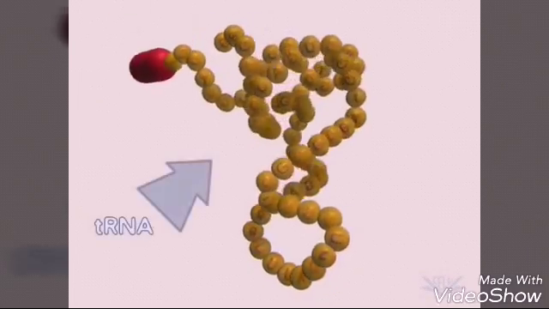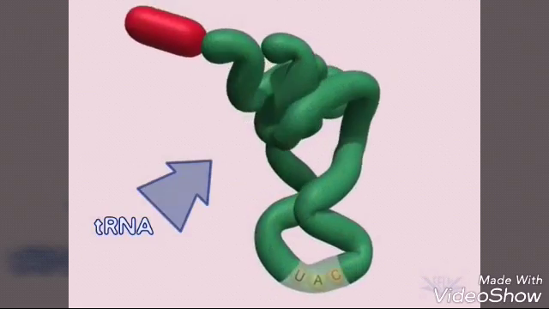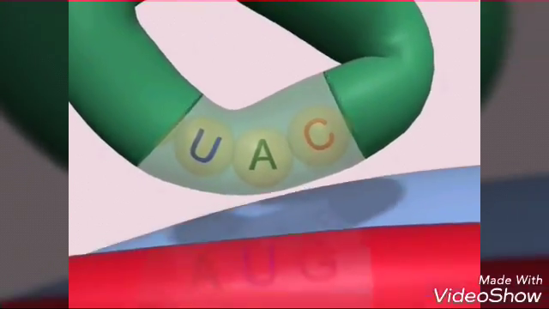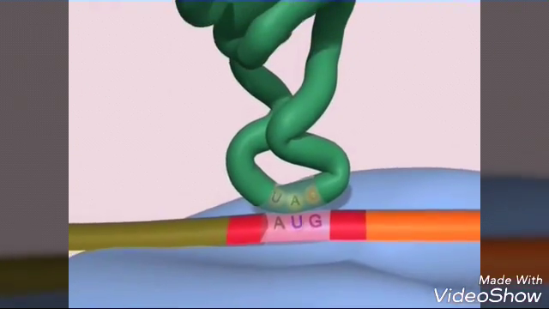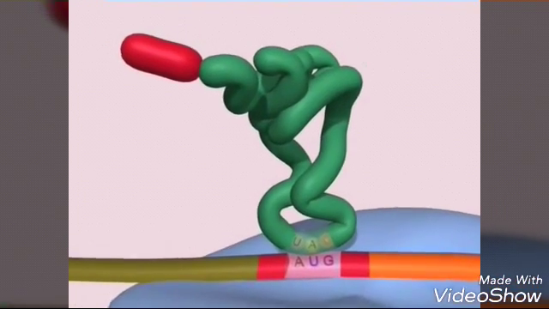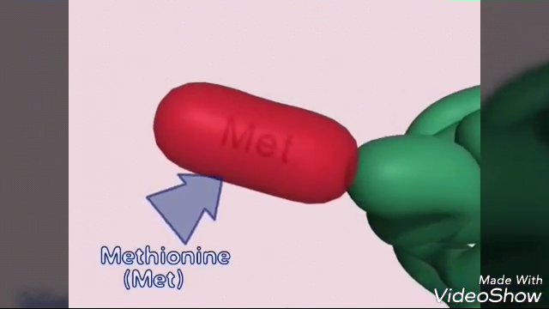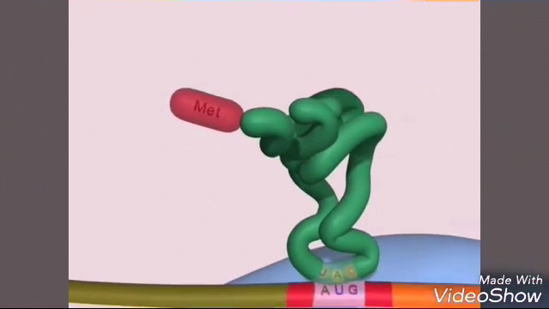tRNA is another key molecule. It contains an anticodon that is complementary to the mRNA codon to which it binds. The first codon is typically AUG. Attached to the end of tRNA is the corresponding amino acid. Methionine corresponds to the AUG codon.